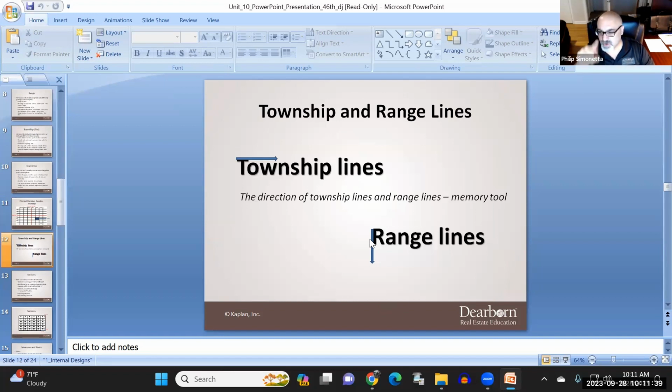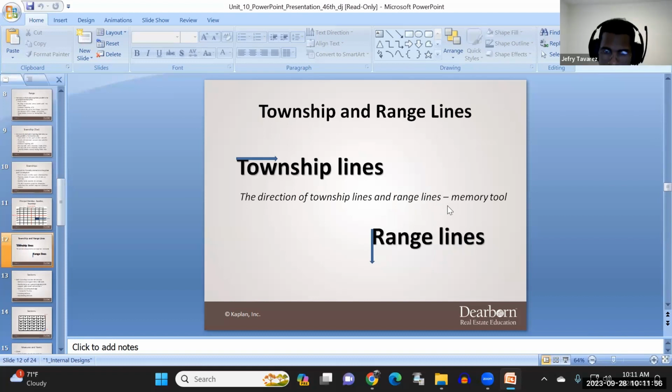Range line starts with an R. The R goes north and south, right? This is a little memory tool. So if you're trying to figure it out, a range line goes north and south, a township line goes east and west. It's easy to remember it that way.